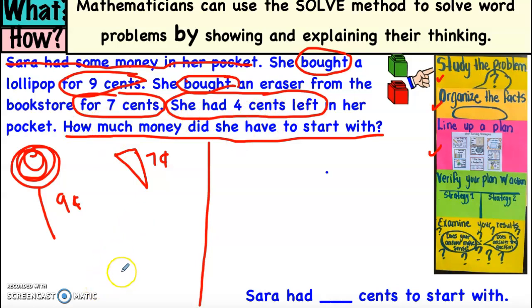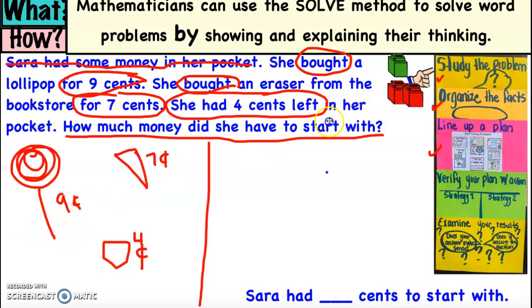And then she has 4 cents left in her pocket. So I'm going to draw her pocket. And this is the money that she has left. She has what? 4 cents left in her pocket. So let's see. Now the question is asking me to find how much money did she have to start with. So I'm thinking that if I add all of these together, then I will know how much money she had to start with. What do you think? Do you agree? Excellent.